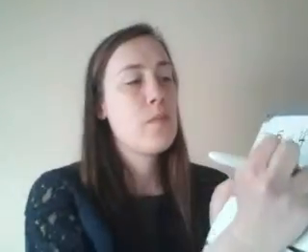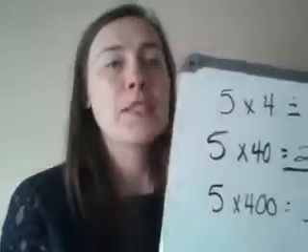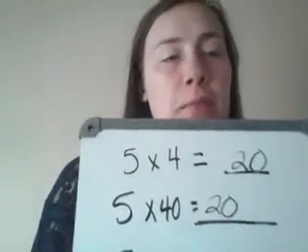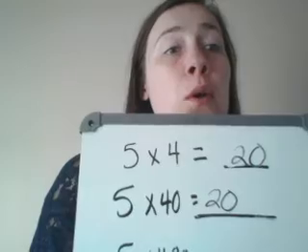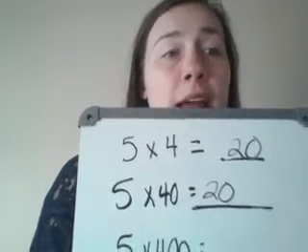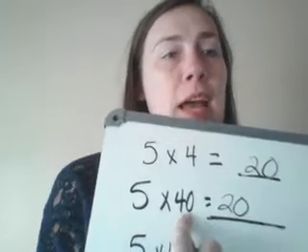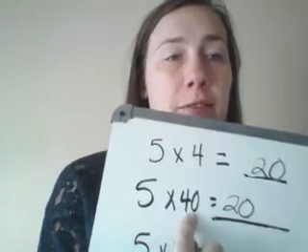Our next problem on my whiteboard is 5 times 40. And so I'm going to use 5 times 4 as my helper fact, and I'm going to think 5 times 4 is 20. And I'm actually going to write that down on my next line. So 5 times 4 is 20. And then I'm going to think about that extra 0 after the 4 in 40.